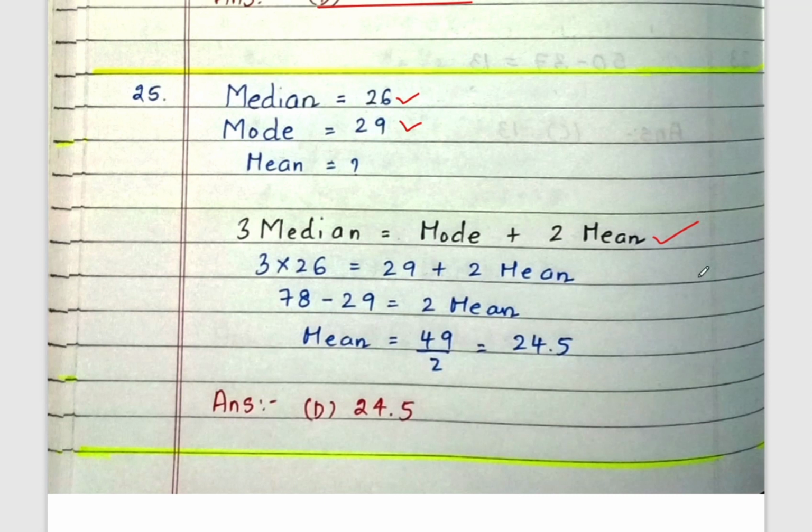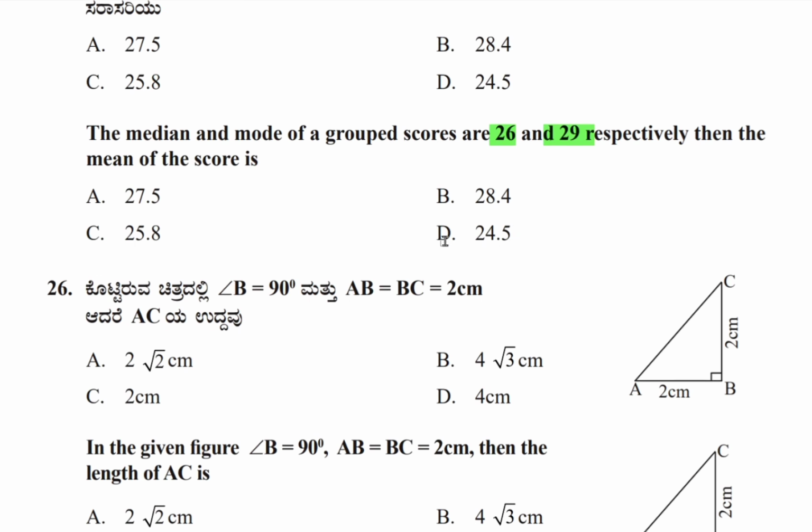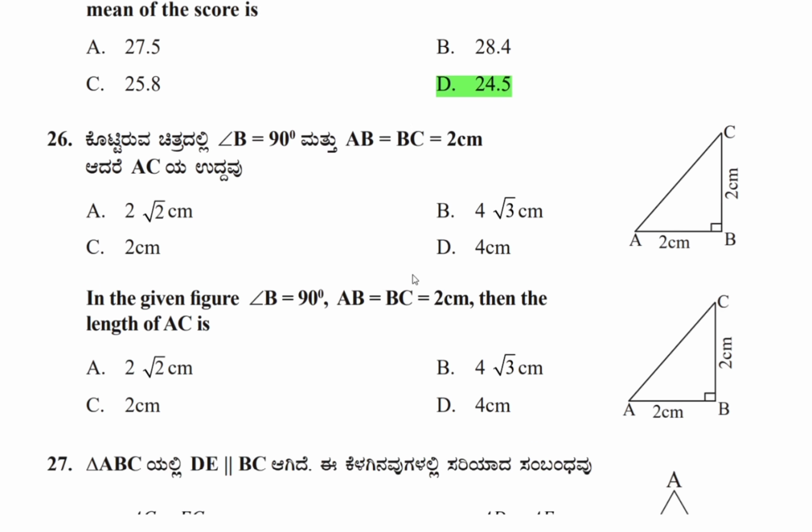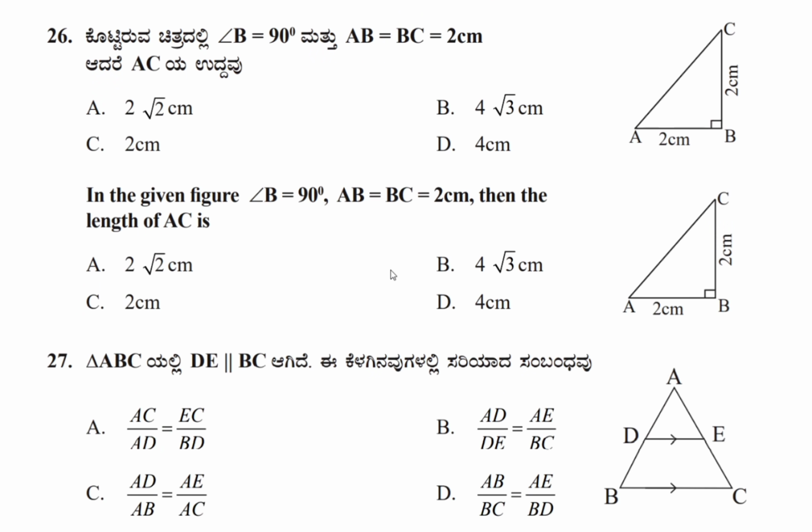Therefore, the correct answer is option D, 24.5. By using the empirical relation between mean, median and mode, the value of mean is 24.5. The correct answer is option D.